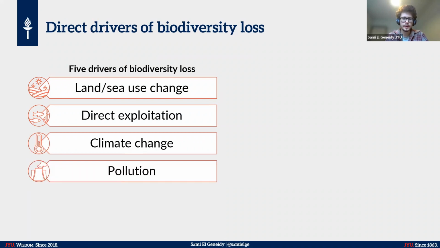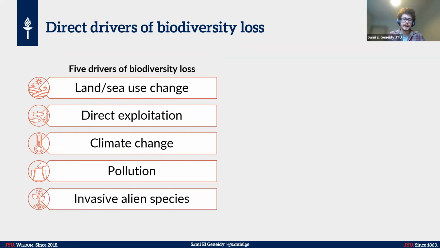We have pollution. This could mean, for example, pollution from agriculture, from fertilizer use, to our water ecosystems and those kinds of things. And then we have invasive alien species. So we have these species that we've spread. We move around the globe as humans. So we, for example, bring some species from Asia to Europe that weren't initially here, and those species can cause a lot of issues in the native species population. So these are the 5 direct drivers of biodiversity loss that we're interested in.